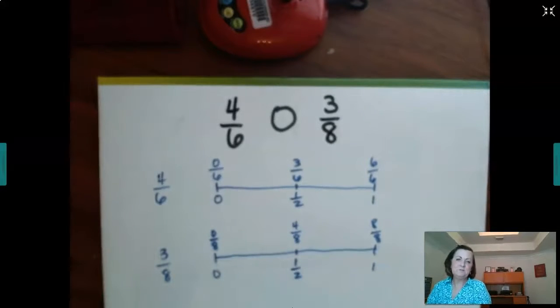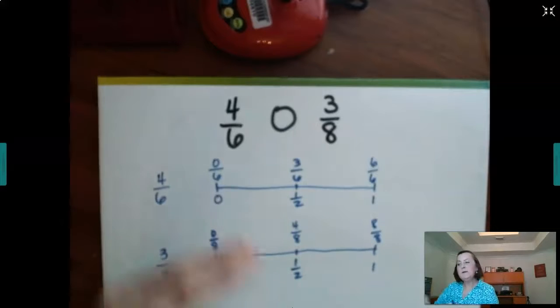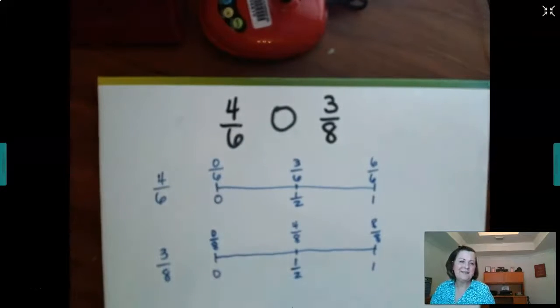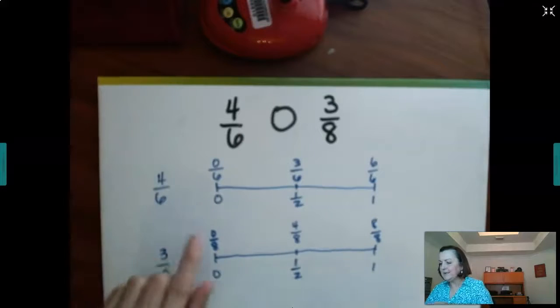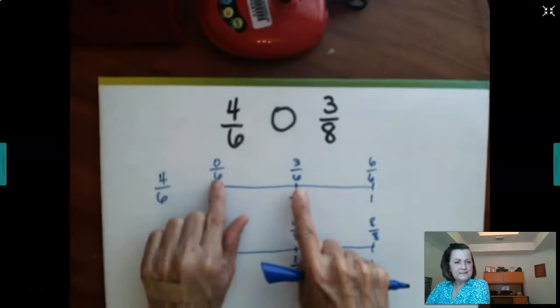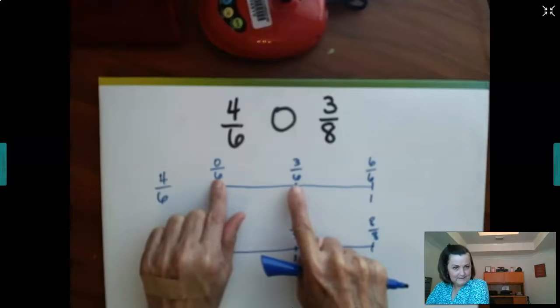Now that we have those benchmark fractions on our number line, we can plot 4/6 and 3/8 on those number lines and compare them. So let's look at 4/6. Do you think that 4/6 is between 0/6 and 3/6?